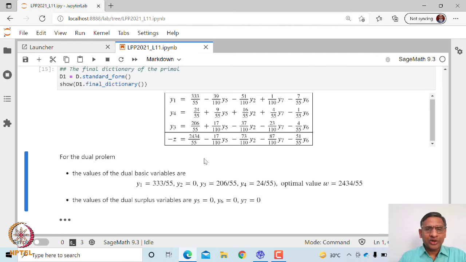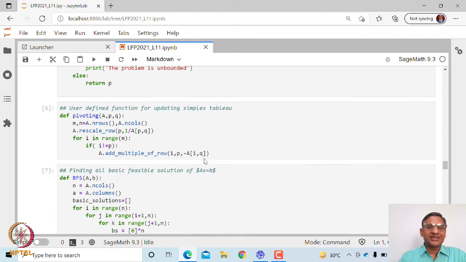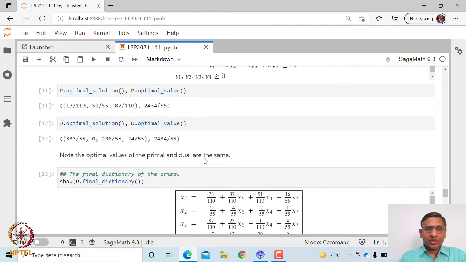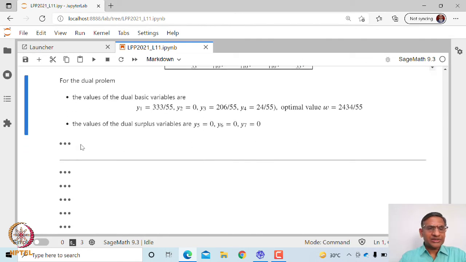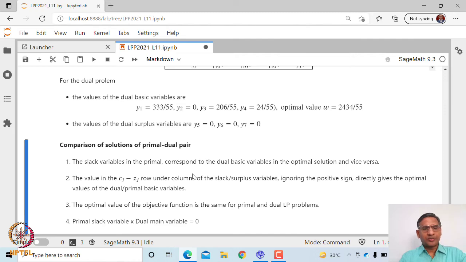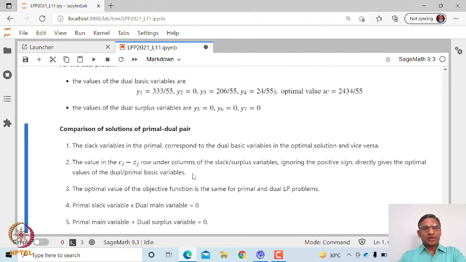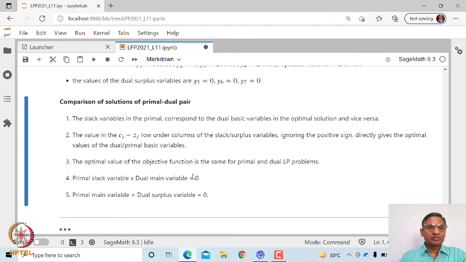This relation comes from the complementary slackness condition. That is what is being demonstrated in this particular code. Next, if you try to compare the solution of the primal-dual pair, whatever we have observed, I am just putting it as a remark. The slack variables in the primal correspond to the dual basic variables in the optimal solution and vice versa.